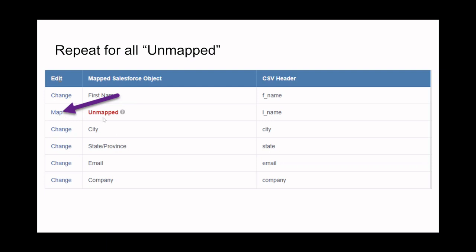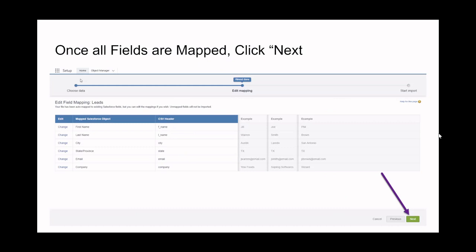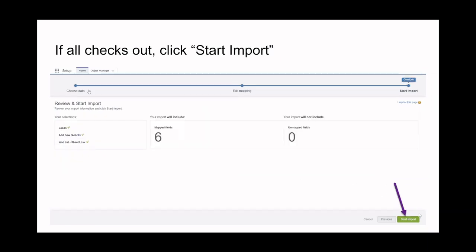And then we have to copy that same process over for last name or L name. So here we have L name, I'm going to go ahead and find the last name, hit map. And now we're good. You'll see F name associates to first name, L name associates to last name, and we can go ahead and hit next. Once we have next, you'll see all my fields. There's 6 fields, and all of them are mapped.